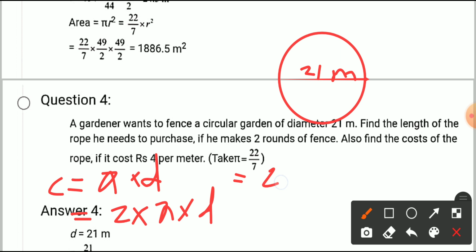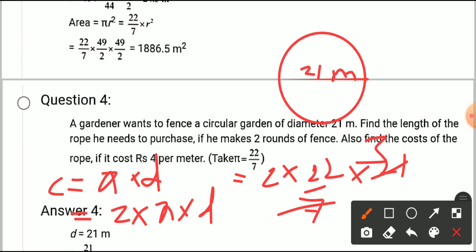Which is equal to 2 into pi, which is 22 upon 7, and d is 21 meter. 7 3s are 21, 3 2s are 6, so what will you have? 6 2s are 12 and 6 2s are 12, 132 meter. This is the length of rope we need to fence this circular garden when we want to make 2 rounds of fencing.